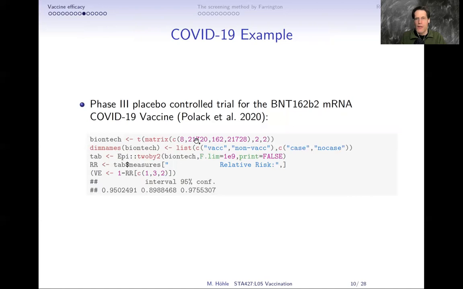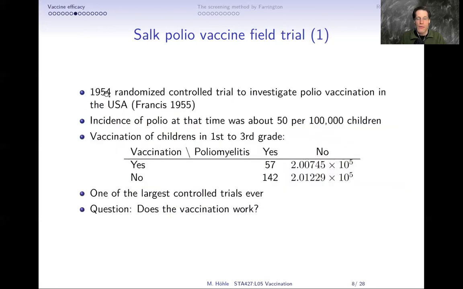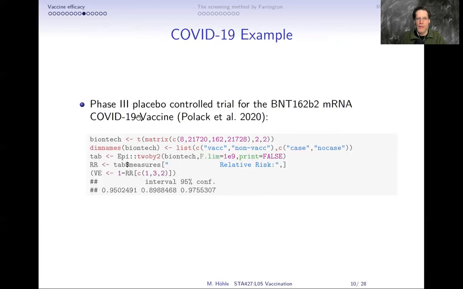Okay, and just to say, 1954 is quite some years ago, but here's a really very up-to-date example. So this is the famous phase 3 placebo-controlled trial for the BioNTech mRNA COVID-19 vaccine. So there were about 42,000, 43,000 individuals in this study, and again, same setup as before. So there were 8 in the vaccinated group and 162 in the non-vaccinated group, which were infected by the disease.